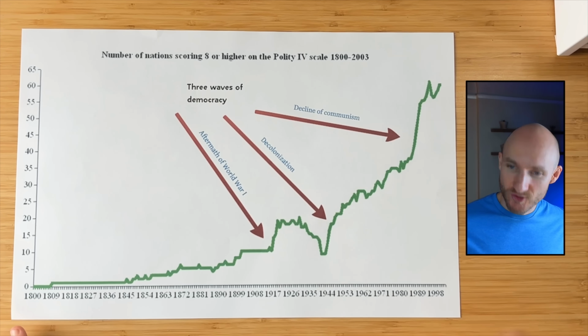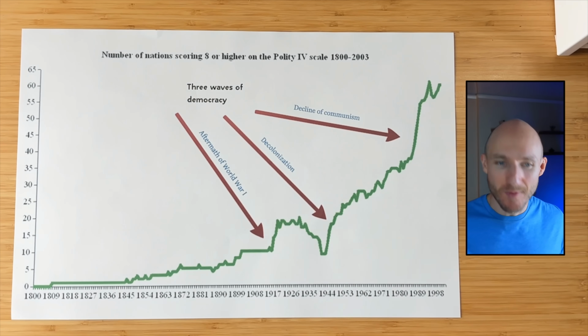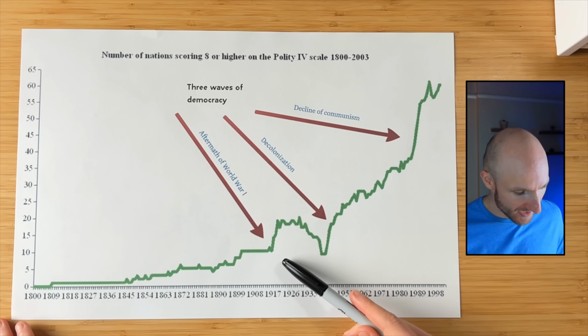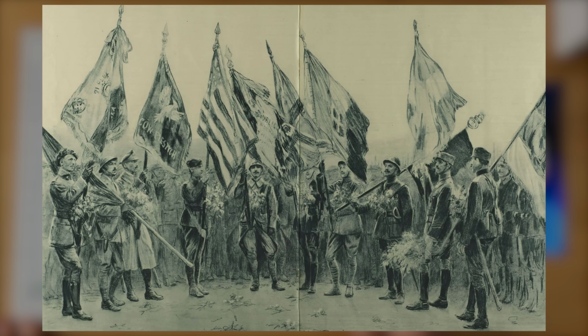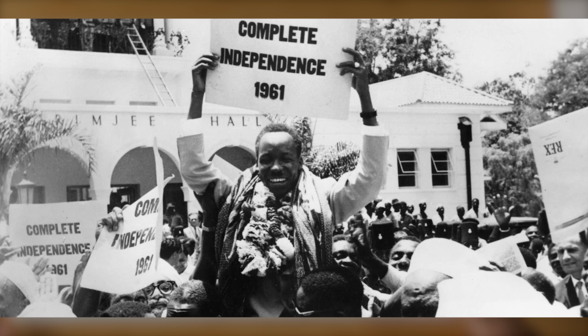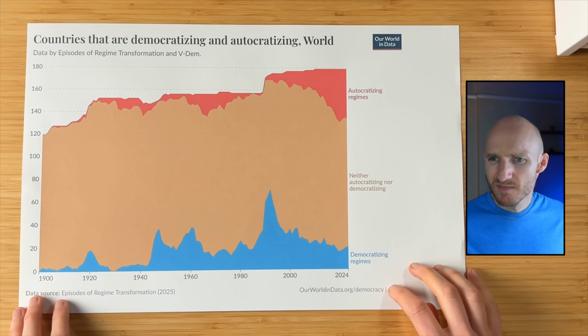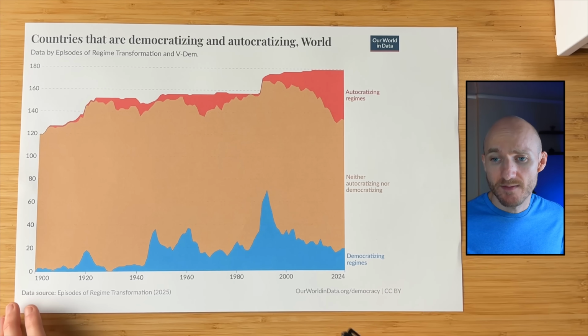Here's another graph that shows the amazing rise of democracies in the world. There are these three waves of democracy. The aftermath of World War I, where we got some more democracies when the empires went away. Then there was decolonization, where we got a lot more democracies. And then finally, the fall of communism, which led to a lot more democracies. But unfortunately, we do have some democratic backsliding today.